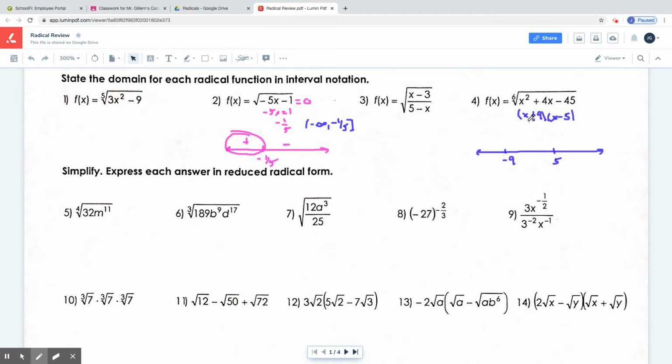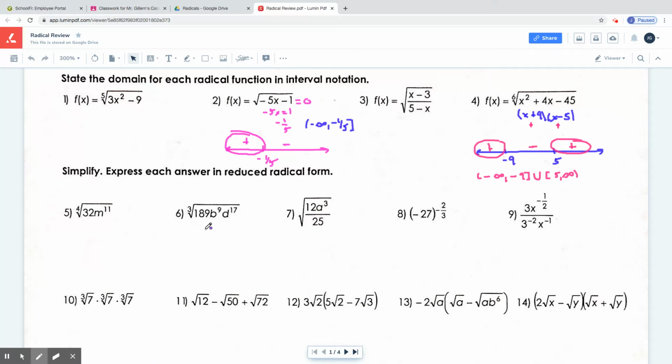So I pick like negative 10. Negative 10 makes that a negative, that a negative. Negative times a negative is a positive. Put in 0. 0, that is a positive, that is a negative. Positive times a negative is a negative. If I put in 10, 10 plus 9 is a positive. 10 minus 5 is a positive. Positive times positive, positive. So this interval and this interval, so that's negative infinity to negative 9 bracket, union, bracket 5 to positive infinity. Right?